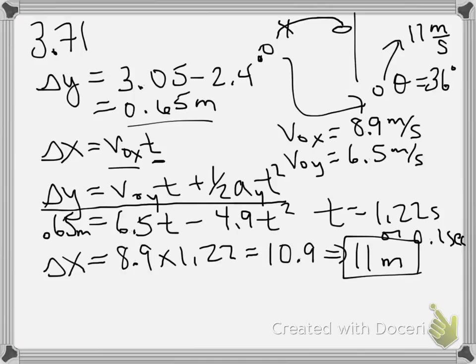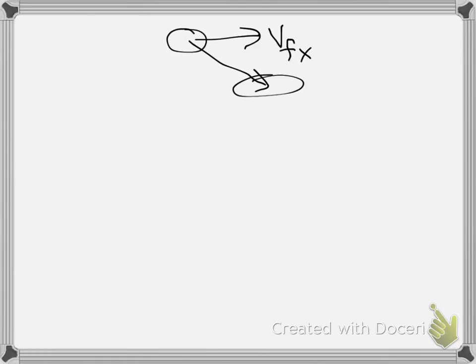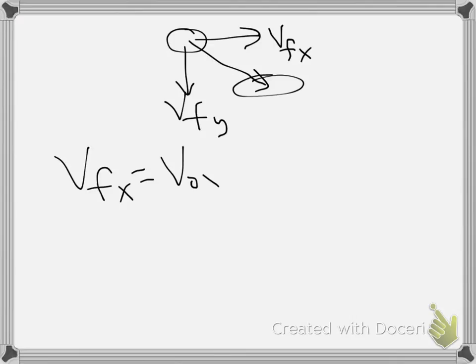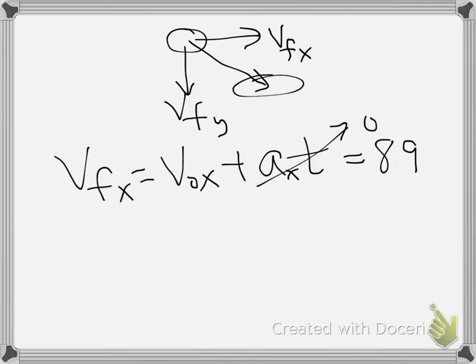Let me get a new slide here. So the angle it goes through the hoop, if you think about it, here's the hoop, here's the ball coming down through the hoop. In order to figure that out, you need to know what's the V final in the x and the V final in the y. V final in the x is pretty easy. It's V initial in the x because a_x is equal to 0. So that's just going to be 8.9 meters per second.